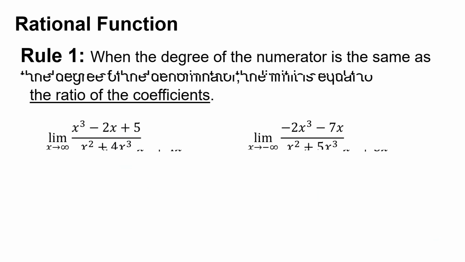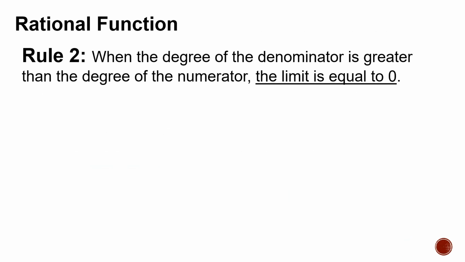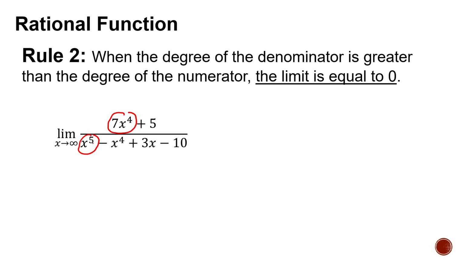So rule number 2 for rational functions. When the degree of the denominator is greater than the degree of the numerator, the limit is always equal to 0. For example here, again, you just need to look at the highest exponent in the numerator and the highest exponent in the denominator. So the highest exponent in the denominator is greater than that of the numerator. See that? Greater than. 5 is greater than 4, right? The answer there will be 0.